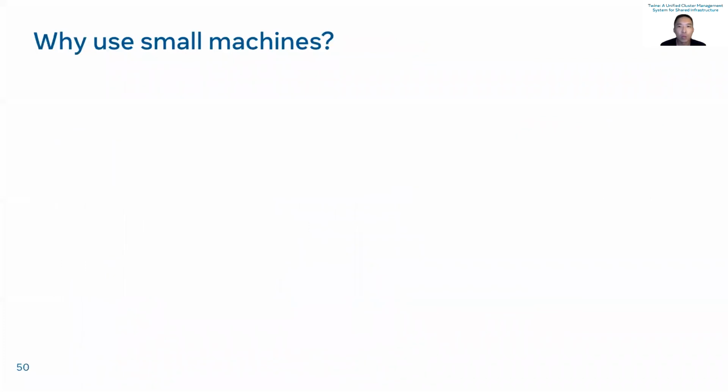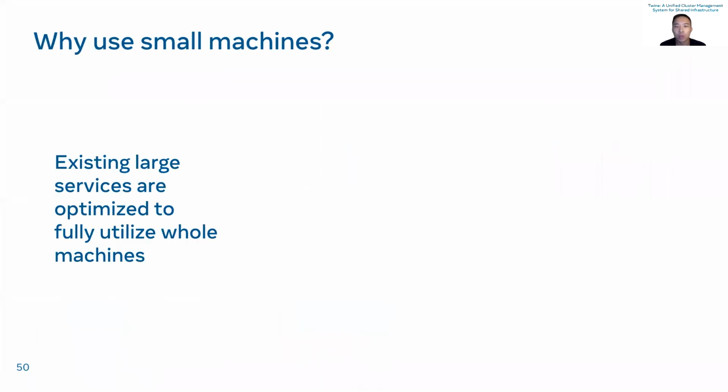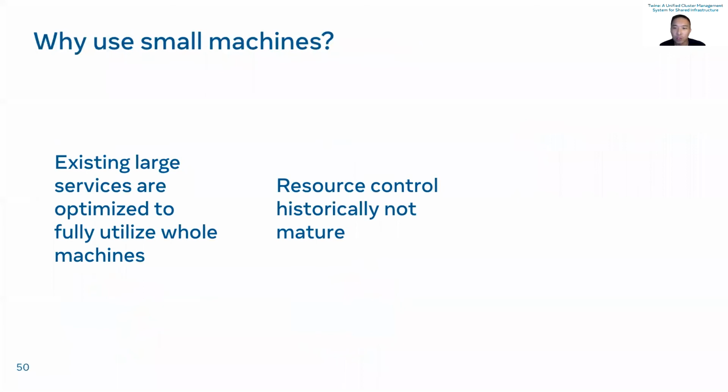We decided to use small machines for multiple reasons. A small number of our services dominate the capacity consumption, and many of these large services are already optimized to fully utilize whole machines. Another reason is that historically, resource control was not mature. For example, we have many stateful systems that use local flash for storage or as a cache, and historically, resource isolation for I/O was not ready. Lastly, we are not a public cloud and have no external users. This means that we can influence our internal teams to re-architect their services to fit into less memory if needed.